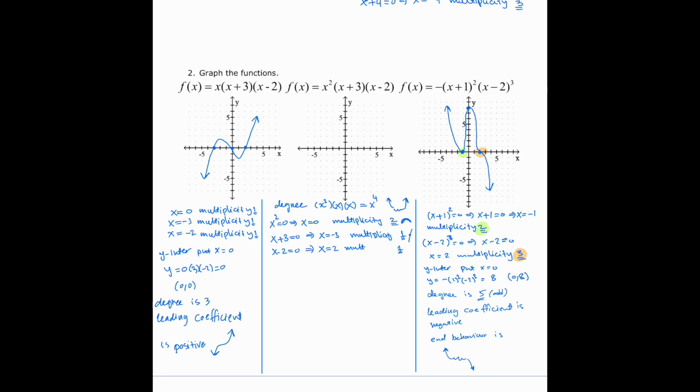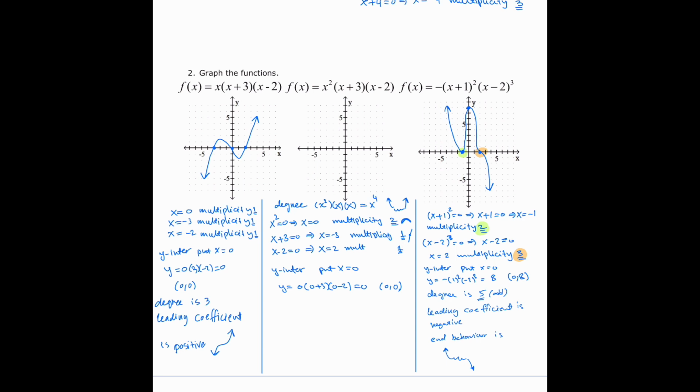Next, we're going to find the y-intercept. So for the y-intercept, we're going to put x is equal to 0, and now we get y equals 0 times 0 plus 3 times 0 minus 2, which is going to be 0. So the y-intercept is (0, 0). And that's all the information we need.